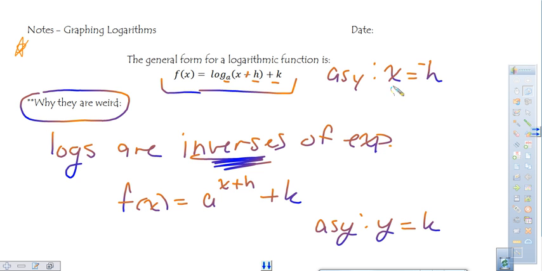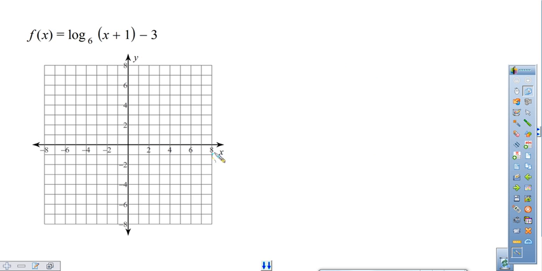And remember, it's the opposite of h. Okay? And then it's very similar. Besides that, it's really similar. It's just flipped over. Okay? It's flipped over from the exponentials. So just keep that in mind. It's backwards. It's flipped over. Logarithms are crazy and weird a little bit. Okay? But they kind of make sense.